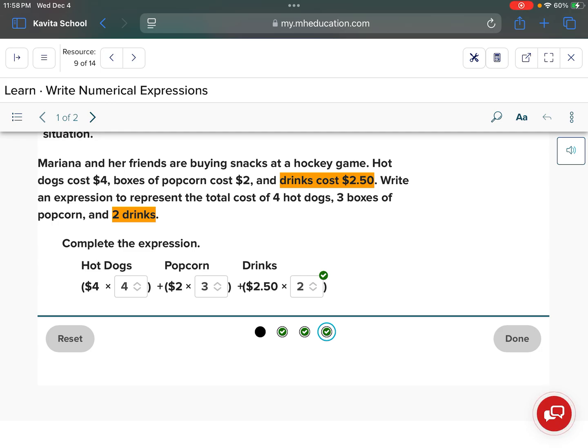and 2 drinks. So if you can see, the price per hot dog is $4 and we have 4 hot dogs. So we put that within parentheses because that is the price of hot dogs, plus the price of popcorn, which is $2 times 3. Again, we put this part within parentheses. And then the price for drinks is $2.50 times 2. So our expression here is $4 times 4 plus $2 times 3 plus $2.50 times 2.